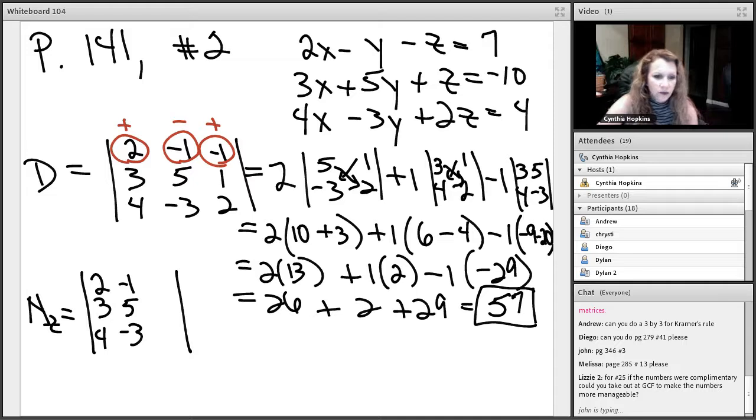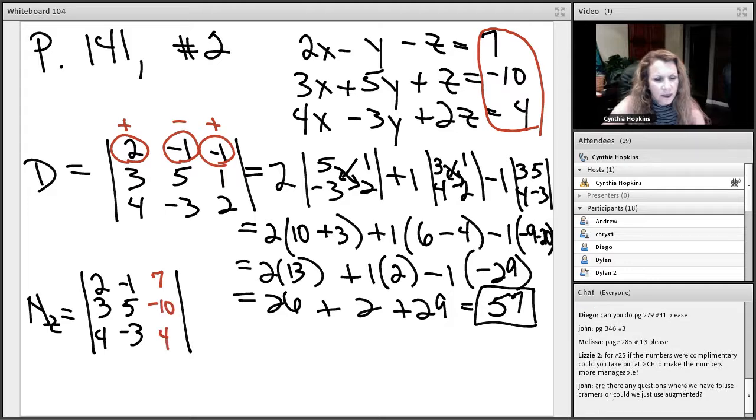Now for my z column, because this is n sub z, I take these constants back to my original equations to the right of my equal sign, and that is going to become my third column, my z column. So 7, -10, 4 replaces that original z column. Okay, I'm going to circle my top entries, and I'm going to go plus, minus, plus. You always go plus, minus, plus, no matter what those numbers are, positive or negative.